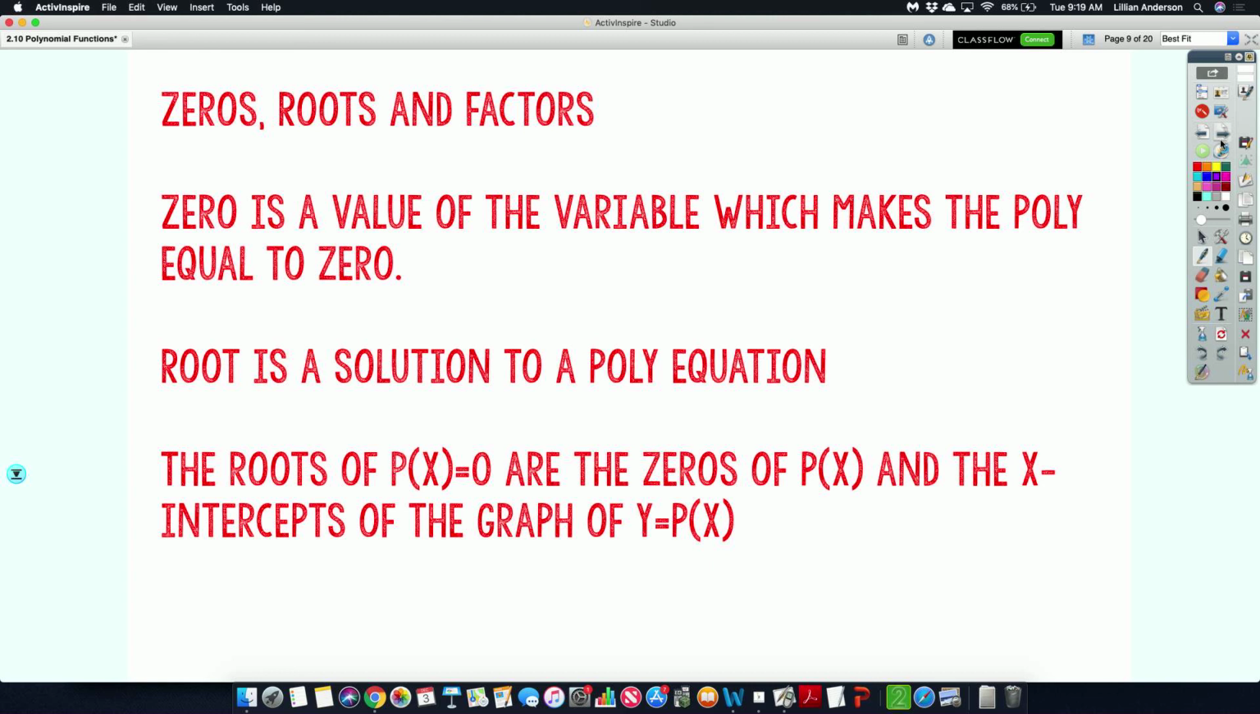A root is a solution to a polynomial equation, and the roots of p of x equals 0, so any polynomial function when it equals 0, are the zeros of p of x and the x-intercepts of the graph of y equals p of x. So they all relate to each other, or they can relate to each other. Okay? So 0 is a value, so it's a number that when you plug it in, it makes the polynomial 0. A root is basically what you get once you solve a polynomial equation equal to 0. And then in correlation to a graph, it could potentially be the x-intercepts of that polynomial function.